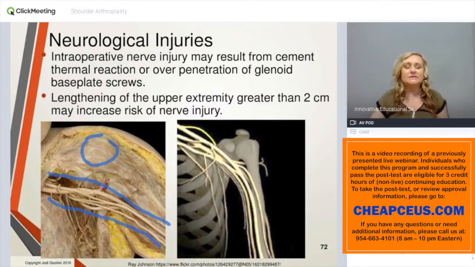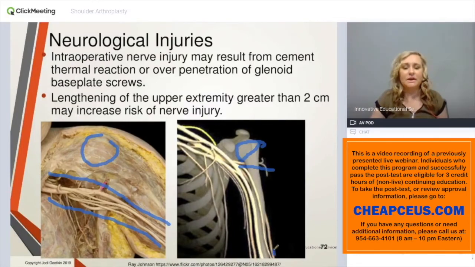The concern is that we have a lot of vasculature in this area. And on the right-hand image, just above this blue line, is where we see that axillary nerve coming around. So potentially when they're in here doing the surgery and they resect out this humeral head, if they're using cement, the heat generated, it's an exothermic reaction, can potentially damage that nerve.